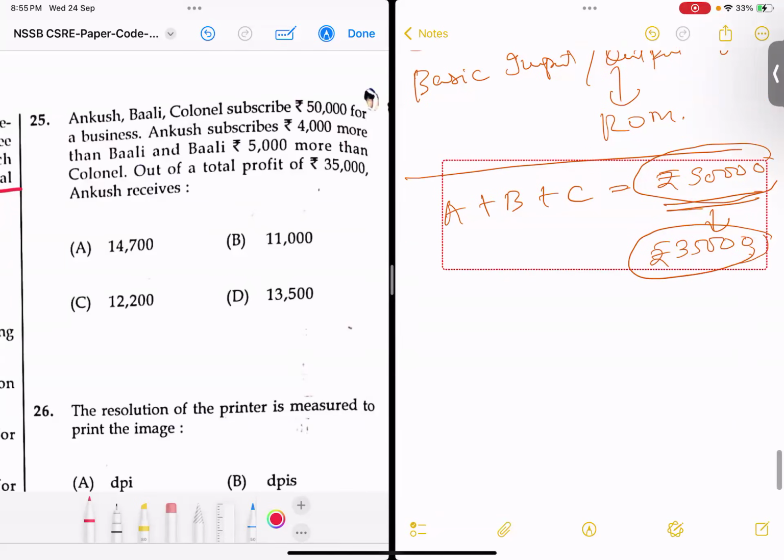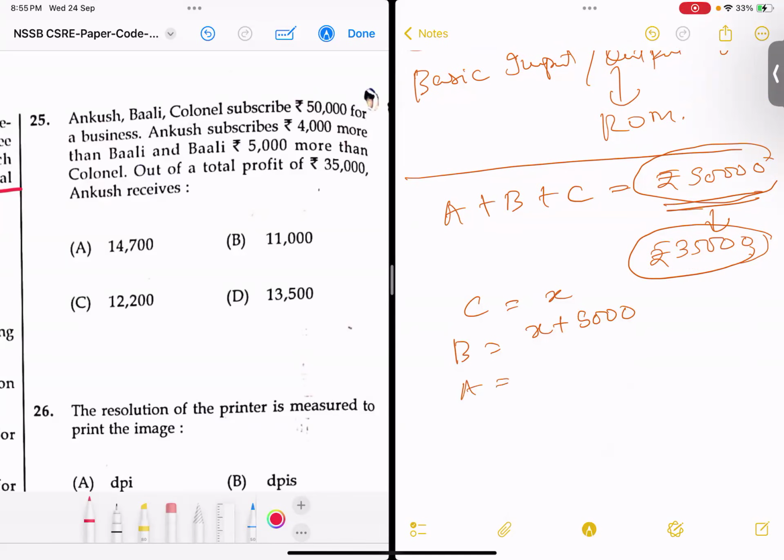Now let's try to find how much each of these people has invested. Suppose Kolnal is the one who invested the least, so let's say he invested X. Pali invested 5,000 more than Kolnal, which means X plus 5,000. And Ankush invested 4,000 more than Pali, so X plus 5,000 plus 4,000, which is X plus 9,000.